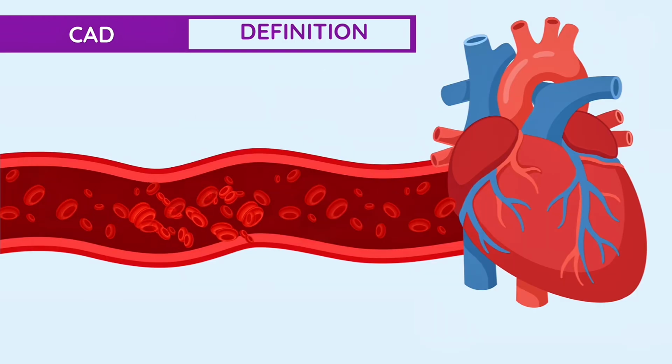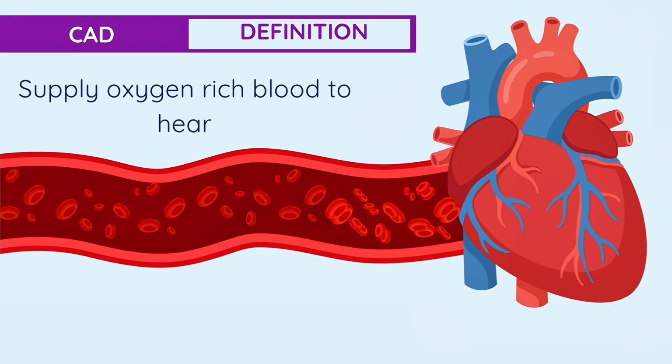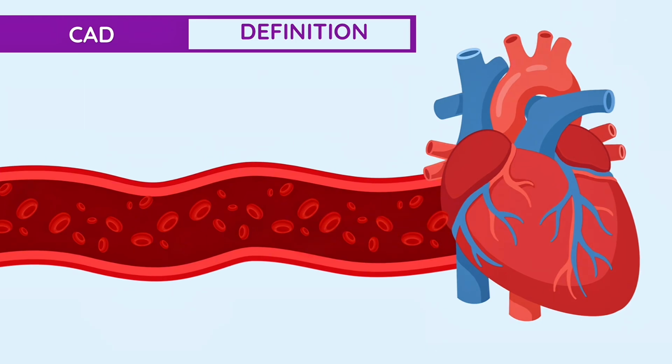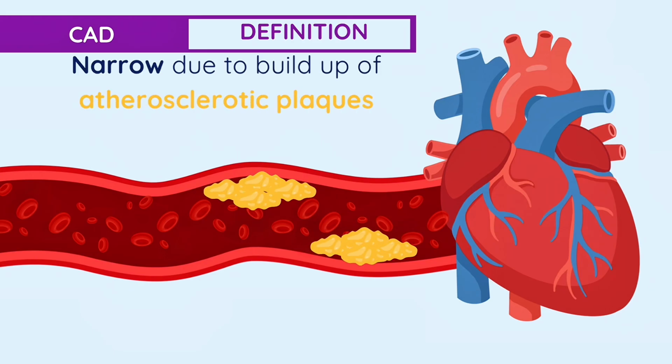Coronary arteries are the specific vessels that wrap around the heart and feed it with oxygen rich blood. So in CAD, there's something wrong with these vessels. Put it together, and CAD simply means the arteries feeding your heart are diseased. Specifically, they are narrowing due to atherosclerotic plaques building up inside them.